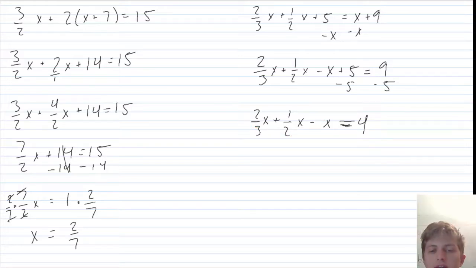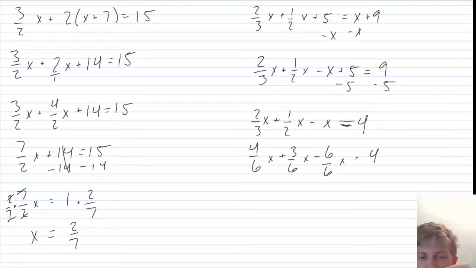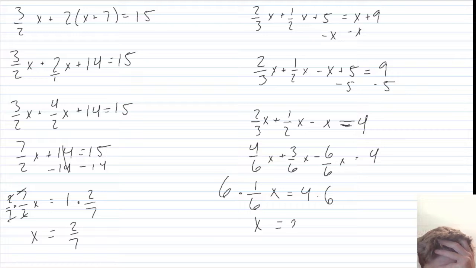That's 6. We've got to get all these equal to 6. We multiply 2/3 by 2/2, which gives us 4/6 x. We multiply 1/2 by 3/3, which gives us 3/6 x. And we multiply 1/1 by 6/6, which gives us 6/6 x. Don't forget about the negative. Equals 4. Add these up: 4 plus 3 minus 6 gives us 1/6 x. Don't forget the x equals 4. Multiply each side by 6. x equals 24. If you don't get it, slow down and see if you can figure it out.